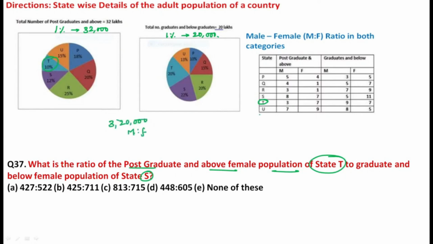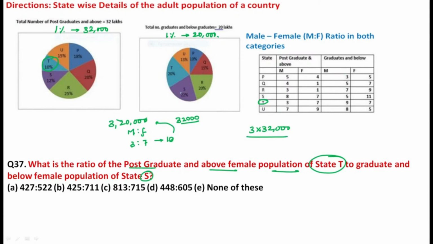We have the male to female ratio of 3:7. 10 members are there, 3 male, 7 female. We want the female members. So each unit is equal to 32,000, the zeros cancel. Now we want the female persons, so 7 into 32,000. So what is the ratio of postgraduate and above females of state T to the graduate and below females in state S?